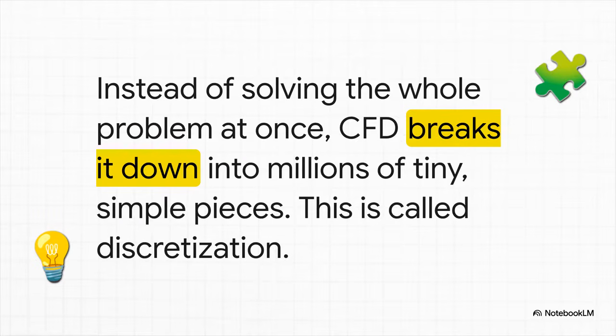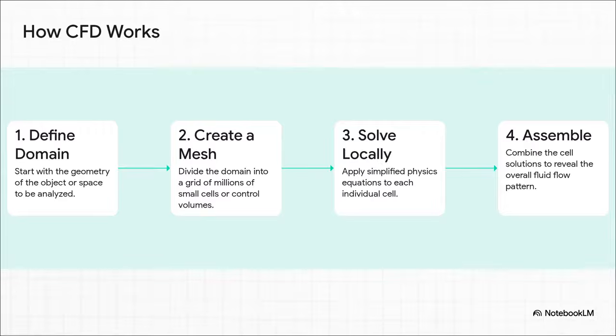This whole idea has a name. It's called discretization. Let me walk you through how it works. First, you define your space, say the air around an airplane wing. Second, you cover that whole space with a grid, or what's called a mesh, creating millions of tiny cells. You can literally think of it like the pixels in a digital photo. Each one is simple. Third, the computer applies a simplified version of those physics equations to every single cell, solving for pressure, velocity, you name it. And then the magic happens. The computer stitches all those millions of tiny, simple solutions together to create this stunning, high-resolution picture of the entire flow.